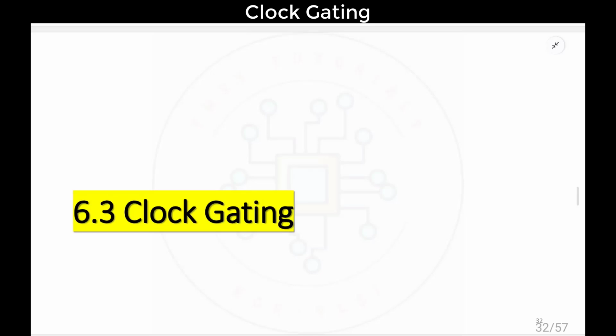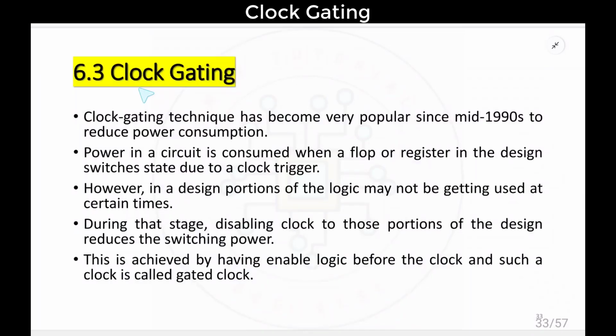Now let us see what is meant by clock gating. Generally, clock gating comes into the picture whenever you want to disable the clock for some portions of the block within your design, so that it helps in power saving. That is, dynamic power consumption can be reduced. The clock gating technique has become very popular since the mid 1990s to reduce power consumption.